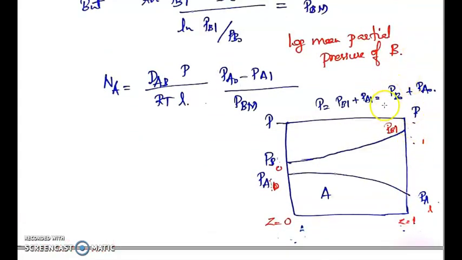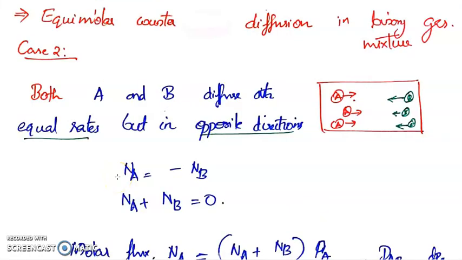Okay, so if you are thinking in the right direction, you may be wondering why there is no diffusion of B, although there is a concentration difference. Another possibility is equimolar counter diffusion in a binary gas mixture. We'll discuss this as case 2. Let's say molecules of A and B in a vessel are diffusing in opposite directions, but also with equal rates.